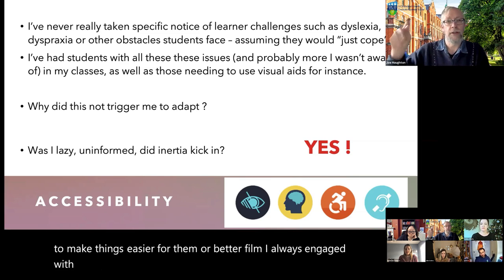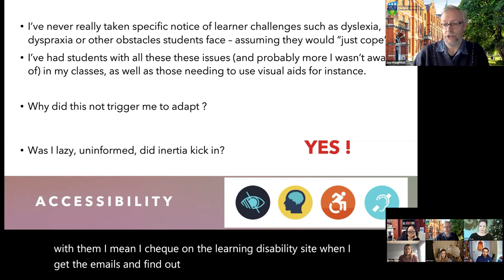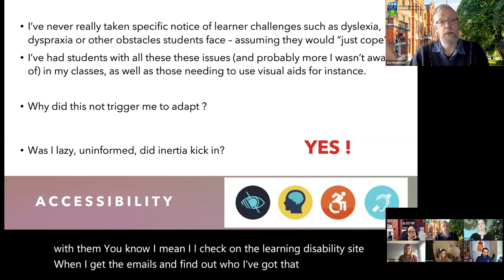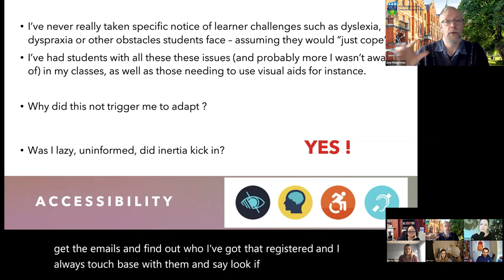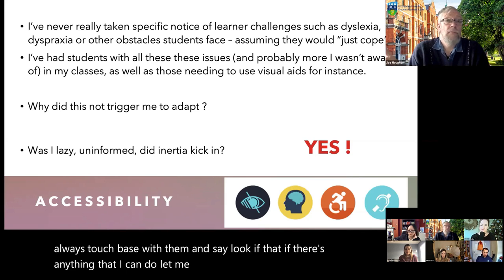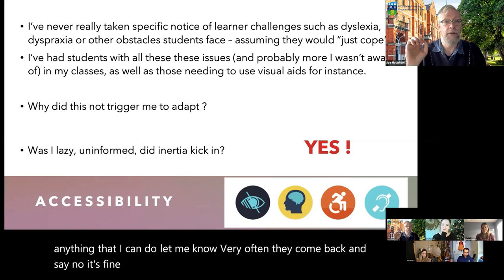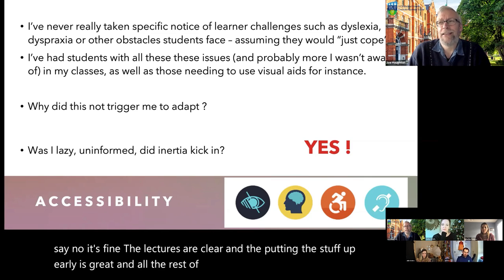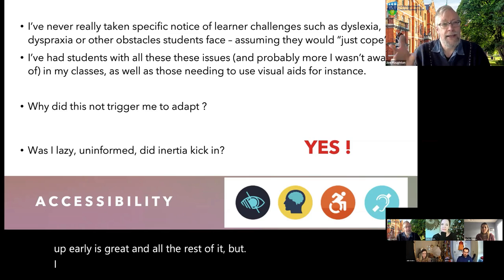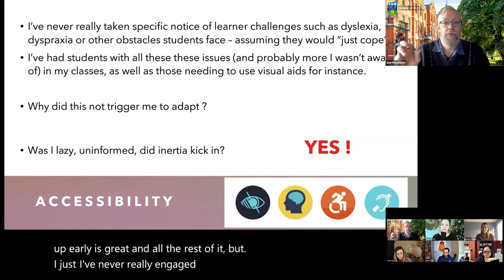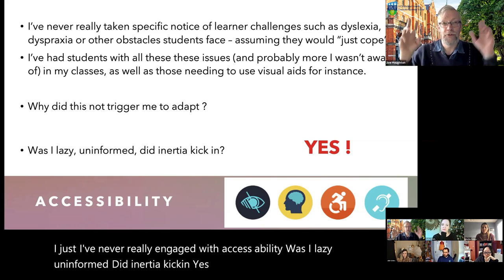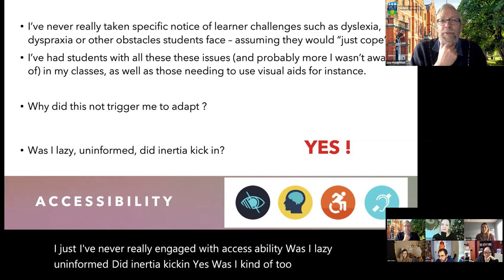I always engaged with them. I check on the learning disability site when I get the emails and find out who I've got that's registered, and I always touch base with them and say, look, if there's anything I can do, let me know. Very often they come back and say, no, it's fine, the lectures are clear and putting the stuff up early is great. But I've never really engaged with accessibility. Was I lazy, uninformed? Did inertia kick in? Yes. Was I too busy? Yes. Maybe I shouldn't have been.